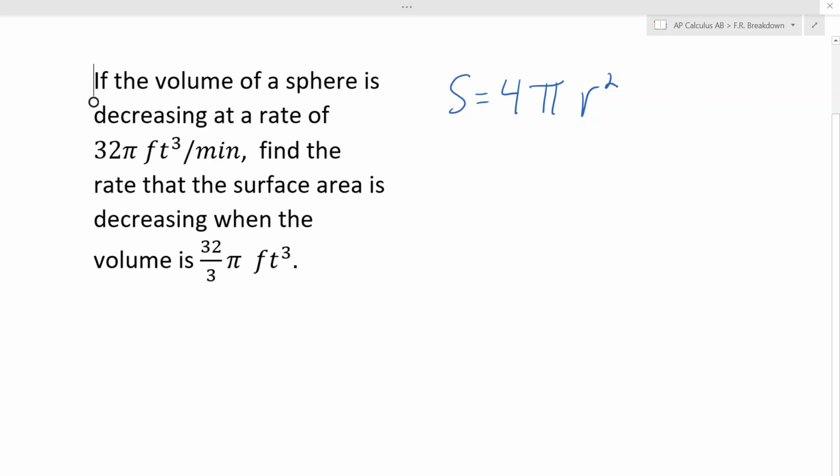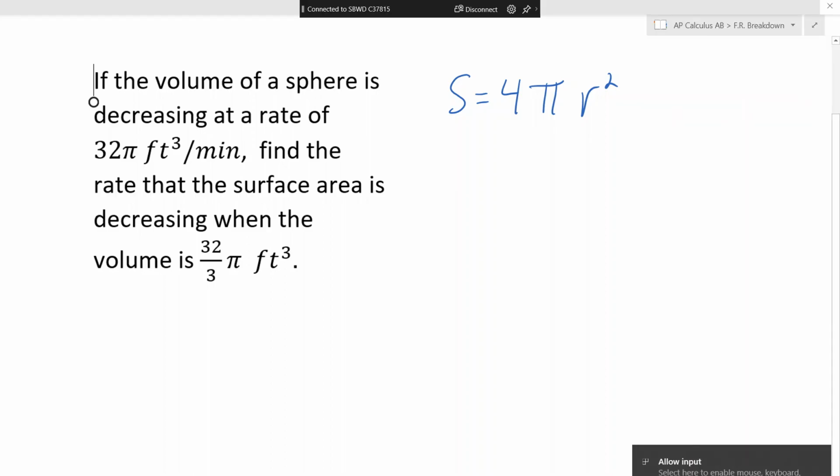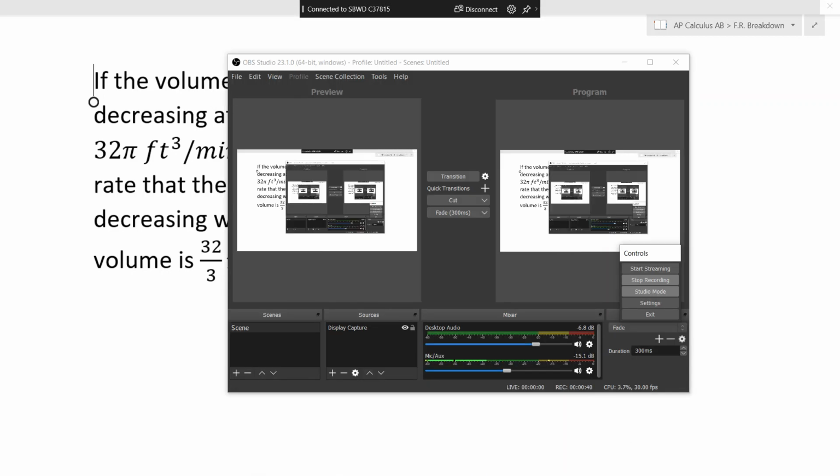Kaboom. Oh, I'm not connected anymore? Oh, this is a pain in the butt. Let's see if this works. Does it say magic is about to happen? Yes. Okay. Is this still working? Yeah, I think it is.